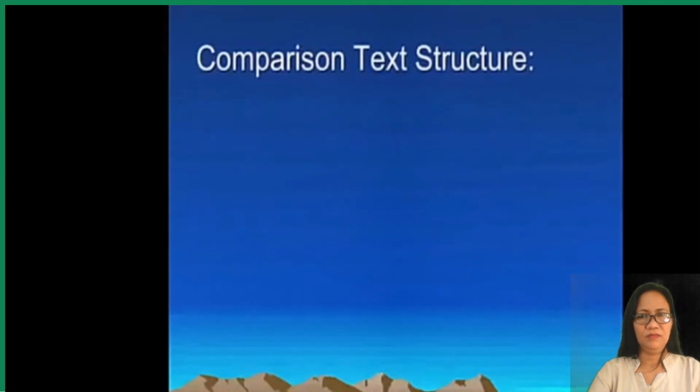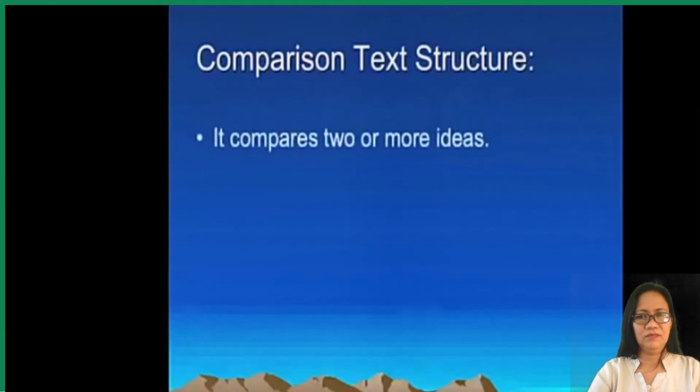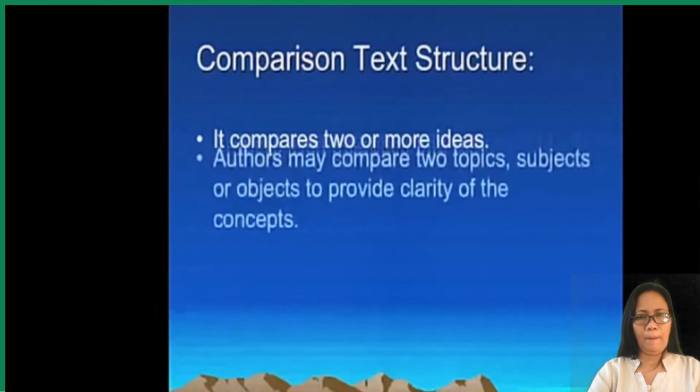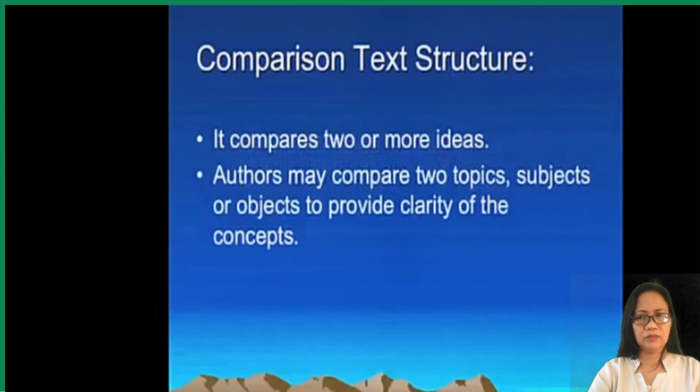Next is comparison text structure. And in comparison text structure, the author will compare two or more ideas. They may also compare two topics or subjects or objects to provide a clarity of the concepts.